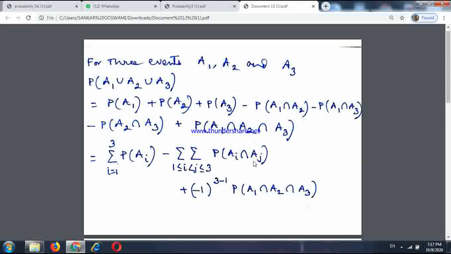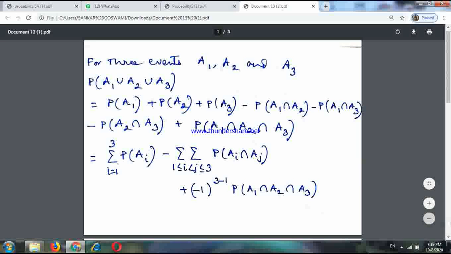You see, i less than j. That means A1 intersection A2, here 1 less than 2. Then I write A1 intersection A3, here again 1 less than 3. Then A2 intersection A3, 2 less than 3. So all these three terms I have written with this double summation P(Ai intersection Aj). Then I have written plus P(A1 intersection A2 intersection A3), with the factor (minus 1) raised to the power 3 minus 1. Actually, my motive is to generalize this theorem for n events. So (minus 1) raised to the power 3 minus 1 means it's a positive sign, plus 1.